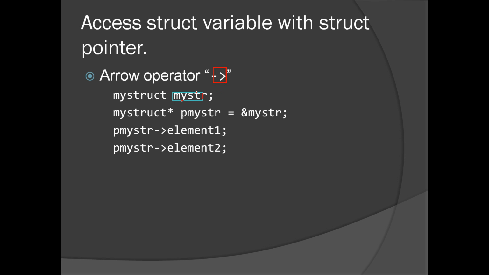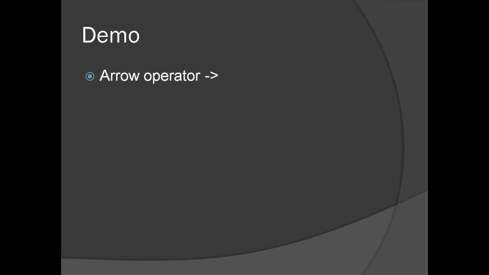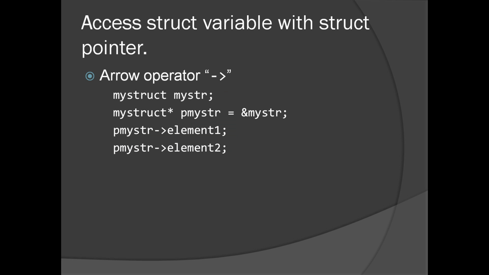So this is a structure. Instead of dot operator, we are using the arrow operator. Just a syntax. So I'm skipping this demo for your exercise. So pretty much you can look at this program and try to implement it using the arrow operator.